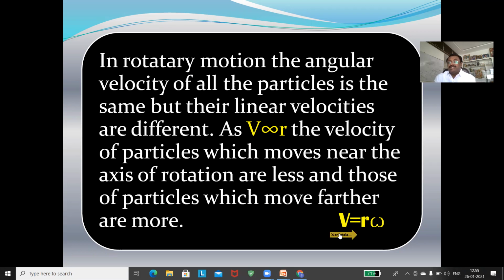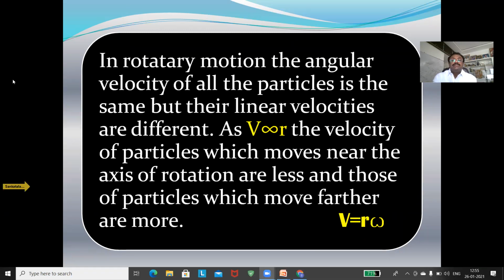Here the direction of angular velocity is along the axis of rotation. Already I brought this to your notice. If the rigid body is moving in the anti-clockwise direction, the direction of angular velocity is vertically up, perpendicular to the plane of rotation. If the body is moving clockwise, again perpendicular, it is vertically down, perpendicular to the plane of rotation. So this is the information about angular velocity and linear velocity of rotating bodies.